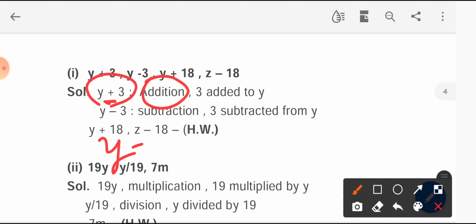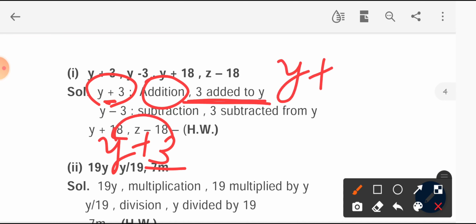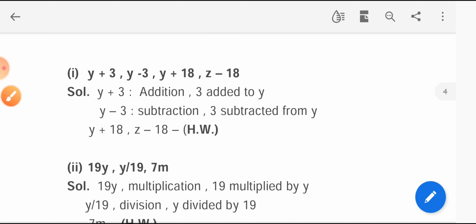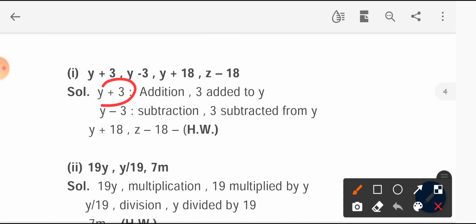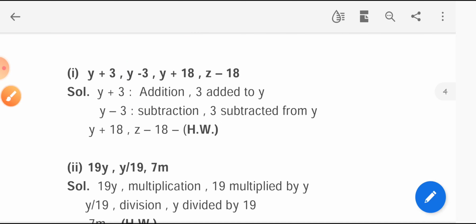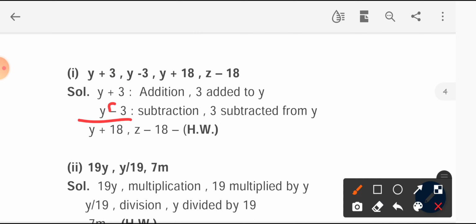And how can you write y plus 3? हम y plus 3 को कैसे लिख सकते हैं कि 3 added to y. 3 added to y मतलब हमने y में कितना add करा? 3. So like this you have to make the statement. y plus 3, which operation is used here? Addition. So write here addition. And how we have, हमने इसको कैसे बनाया? 3 added to y. Same second one, y minus 3, which operation is used here?